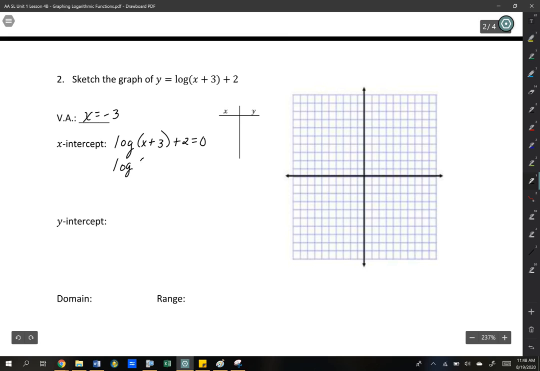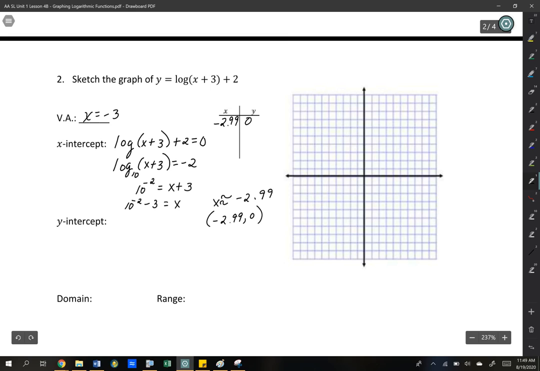Put it in exponential form. We assume the base is 10. When it's not written, it's 10. So 10 to the negative 2 minus 3 equals x. And so in this case, x is approximately negative 2.99. So we have an x-intercept at negative 2.99, 0. I'm going to add that to my table.